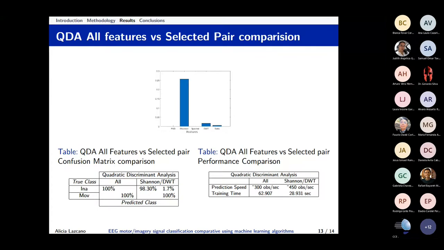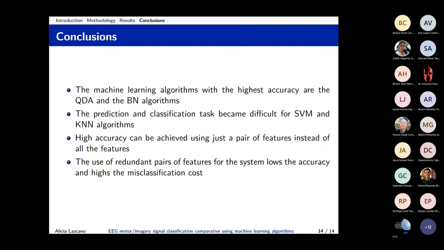The conclusions. The machine learning algorithms with the highest accuracy are the quadratic discriminant analysis and the naive Bayes algorithms. The prediction and classification tasks became difficult for support vector machines and KNN algorithms. A high accuracy can be achieved using just a pair of features instead of all the features, and the use of redundant pairs of features for the system lowers accuracy and has a misclassification cost.